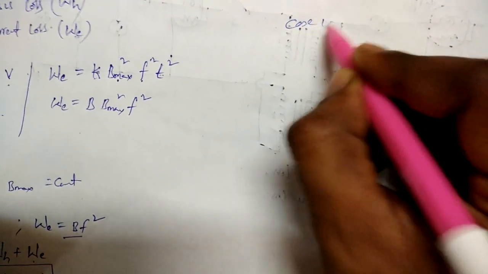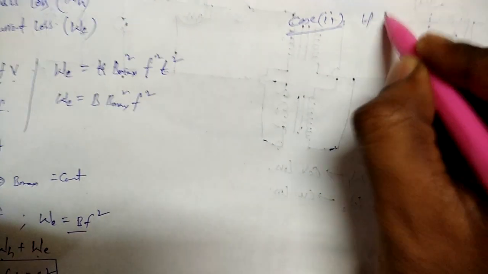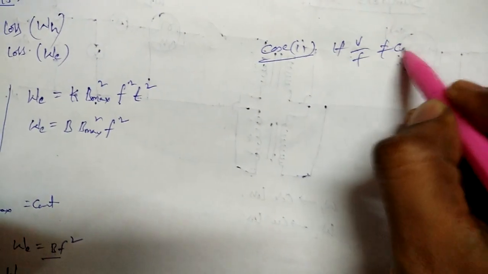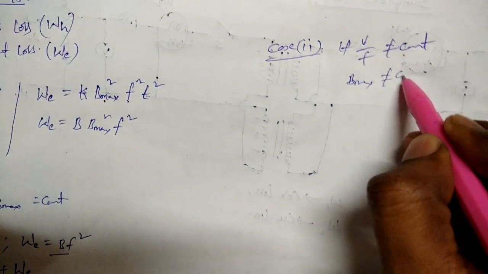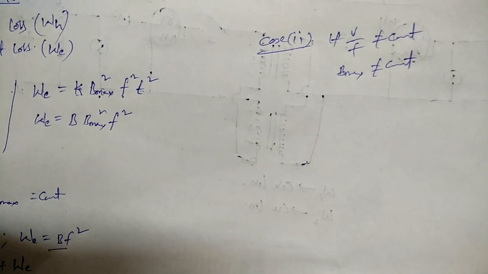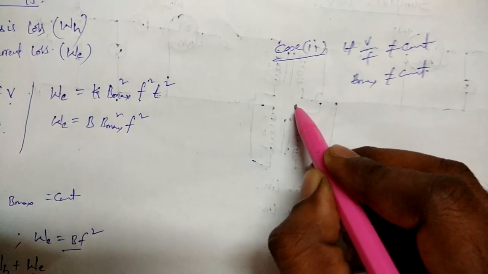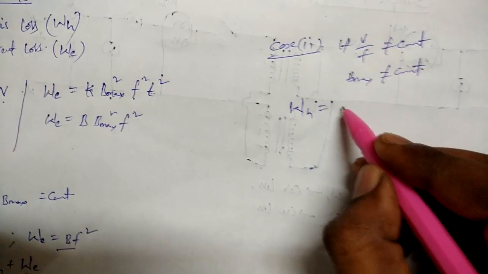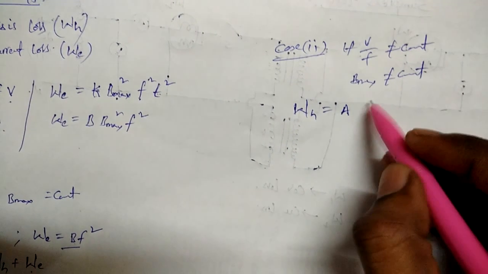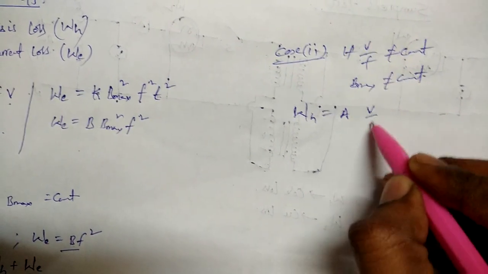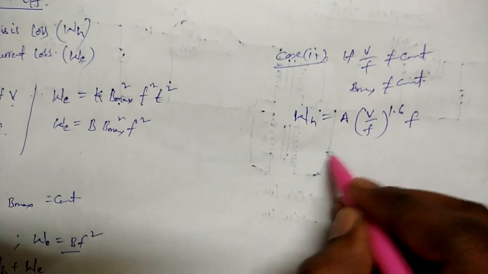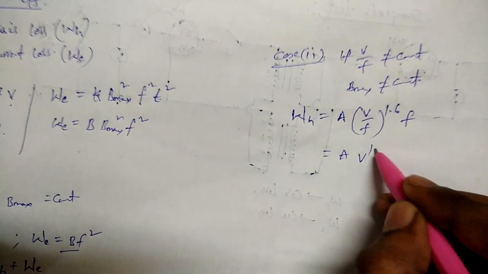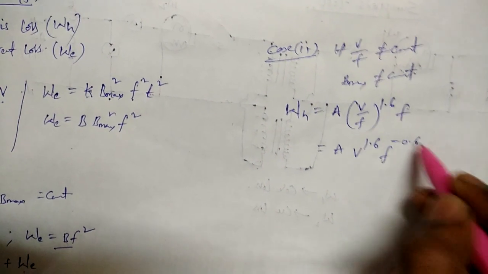Now let us see case 2: V by F is not constant. That means Bmax is not constant. So WH is equal to some constant A into Bmax. In place of Bmax, we write V by F whole power 1.6, and F. So it becomes A into V power 1.6 F power minus 0.6.